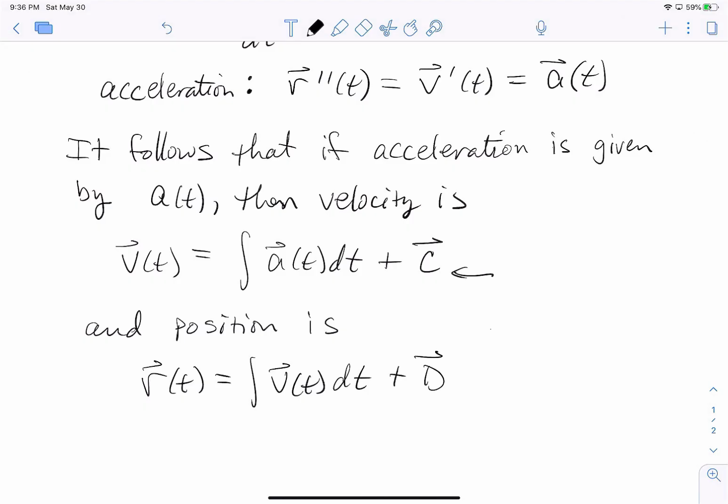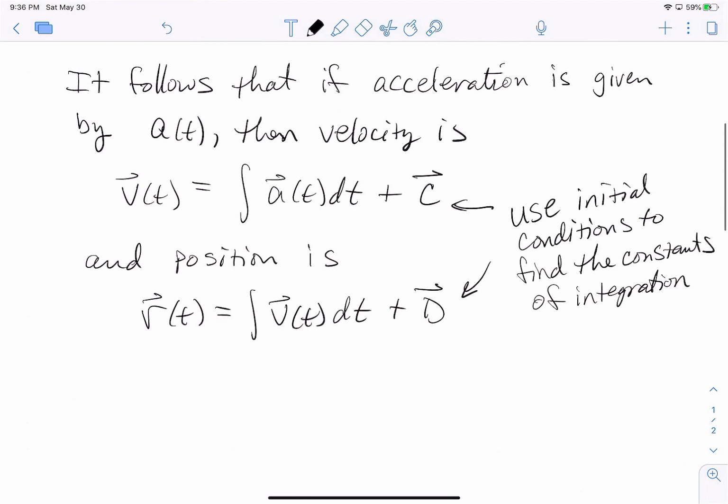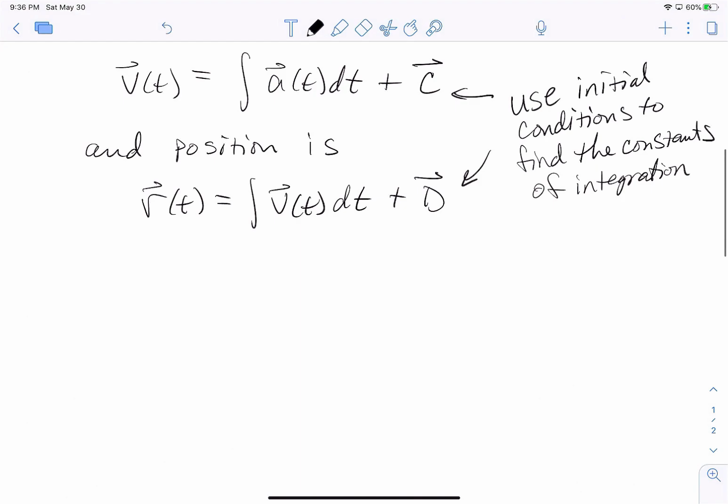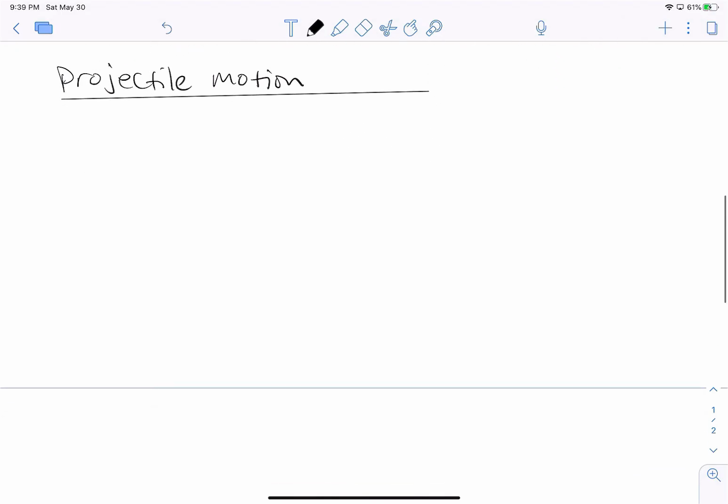As far as the constants, we would use initial conditions to find the constants of integration. This should be relatively familiar to you. The difference here now is when we're integrating a vector, so the answer is a vector in both of these cases. With this as background, we're going to look at projectile motion, and our projectile motion right now is going to be in R2. Acceleration is due to gravity.